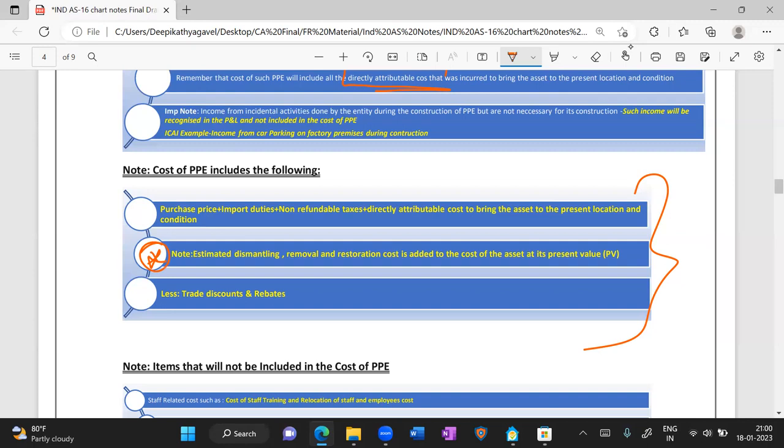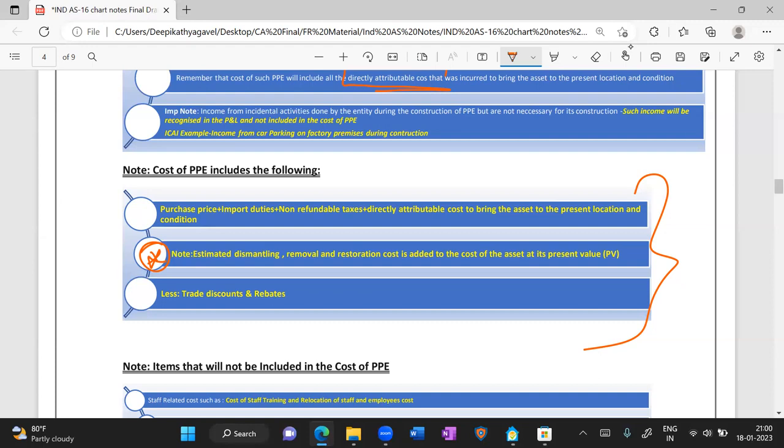So what will you do? After 10 years, you will have to incur some expenses to bring that land to the present condition, to hand it over to the owner. So I estimate that after this lease period is over, let's suppose I need to incur 10 lakh rupees to bring that land to the present condition. What will I do? That also, today, will be included in the cost of PPE. Of course, you will present value it and include it in the cost of PPE, which slowly, year by year, in the first, second, third year, you will start unwinding.